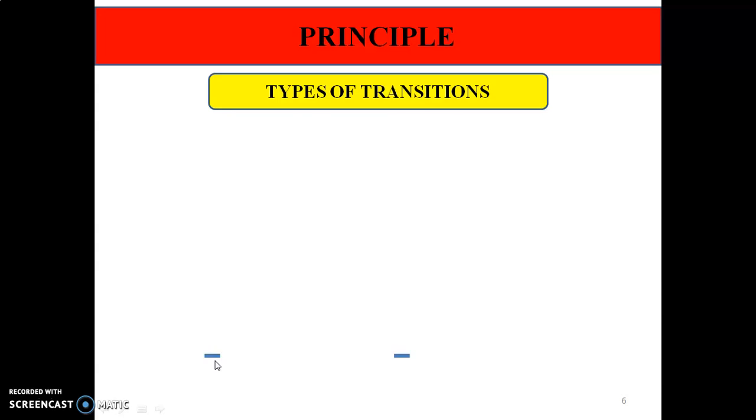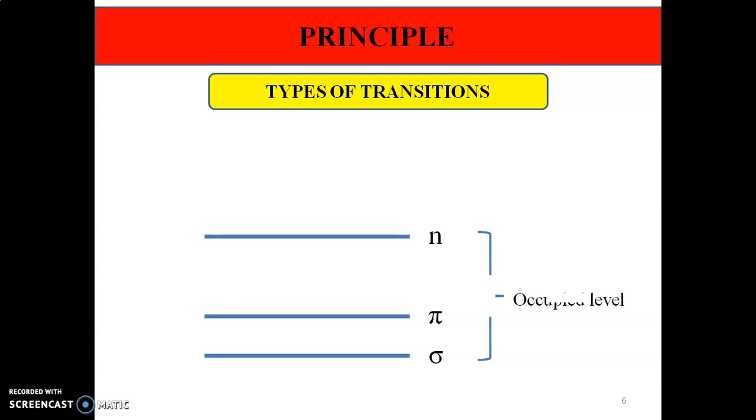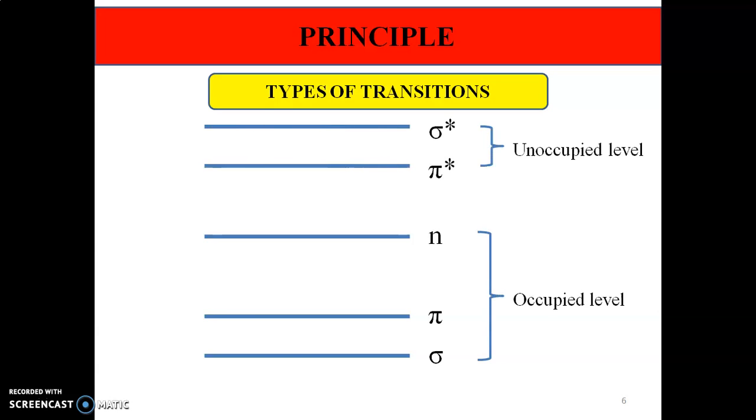So, there are various types of transitions. These are arranged here with increasing energy level. These three are the occupied levels. These two, pi antibonding and sigma antibonding, are the unoccupied levels. Here is the transition of sigma to sigma antibonding. So, this type of transition is called a sigma to sigma antibonding transition. Here is a transition of the sigma electron to pi antibonding. So, this type of transition is called sigma to pi antibonding.